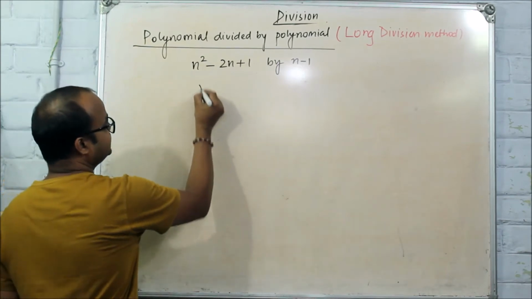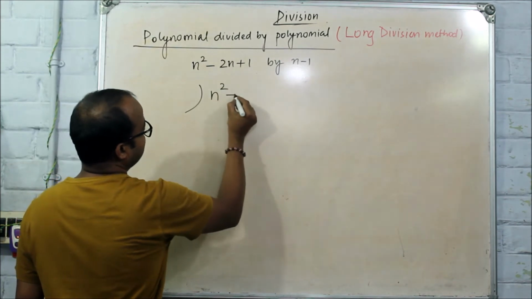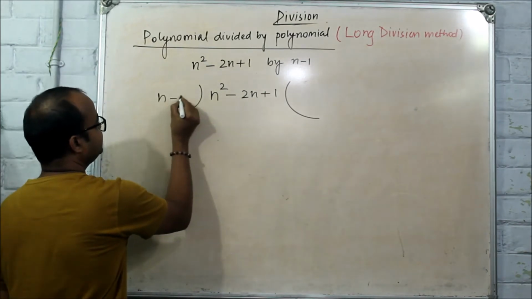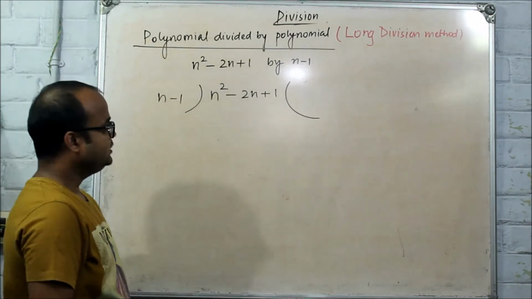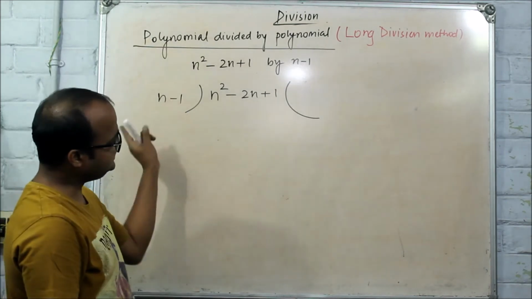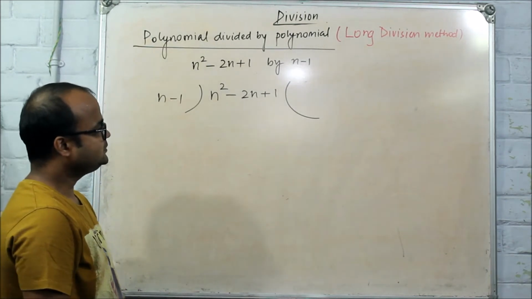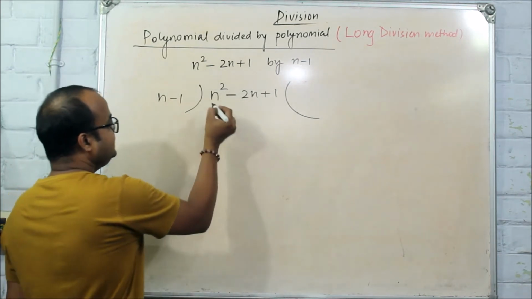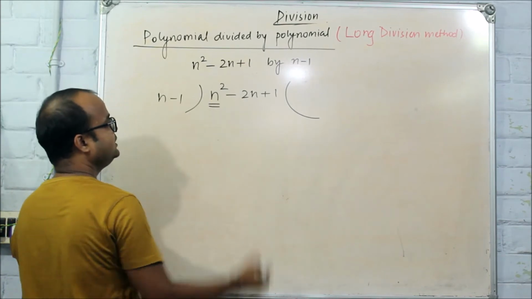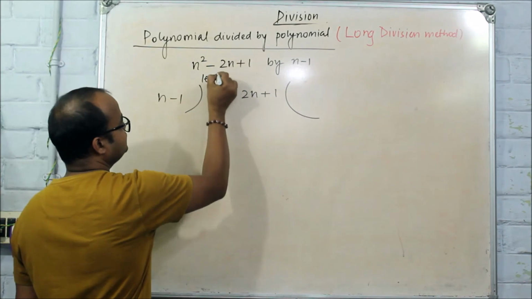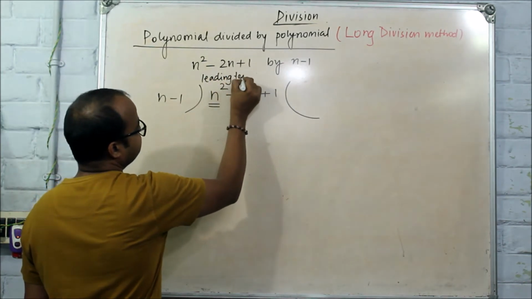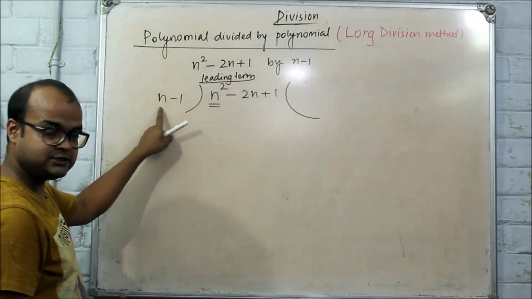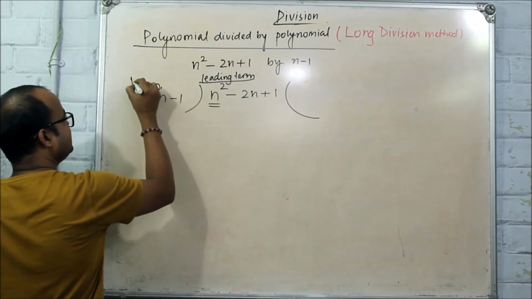In long division method, we first write the term as n square plus 1 divided by n minus 1. We divide like in arithmetic, so we write like this only. Now, am I clear till now? The first term of polynomial, we call it a leading term. So what is the leading term here? N square is the leading term.